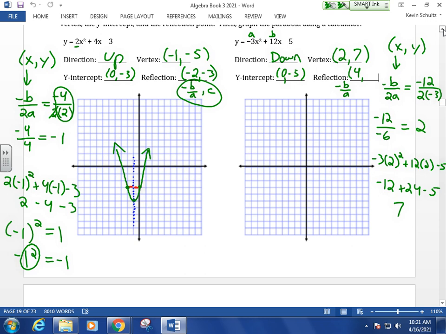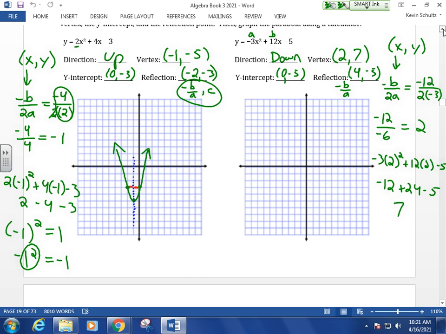The y value is the same as the y-intercept, negative 5. Right? Now, if you're getting confused with the negative b over a versus negative b over 2a, and there's too many, okay? Remember, there is another way you can find that reflection point. And if that's better for you, then it doesn't matter. They both work out fine.